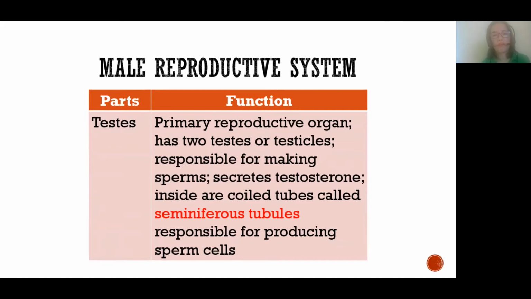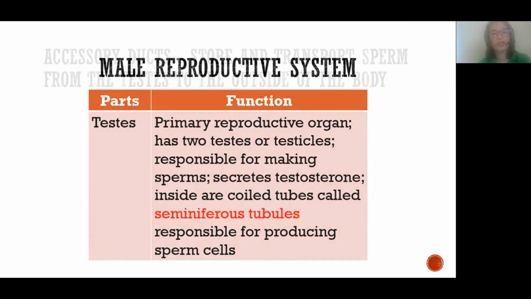This is the primary reproductive organ of the male, and this is responsible for making sperm. So take note, primary reproductive organ. The penis is not the primary reproductive organ, but the testes. And again, inside this testes, you'll find a coiled tube called seminiferous tubules, and this is responsible for producing sperm.